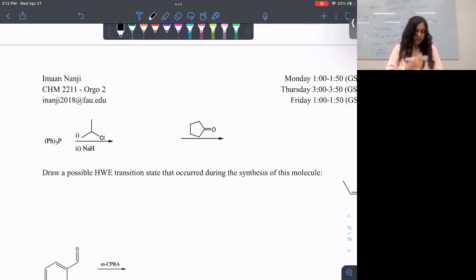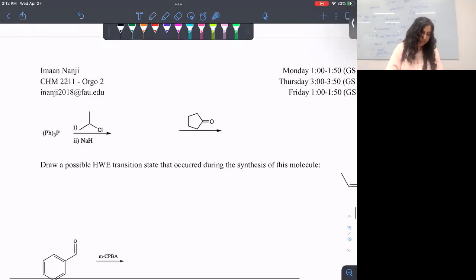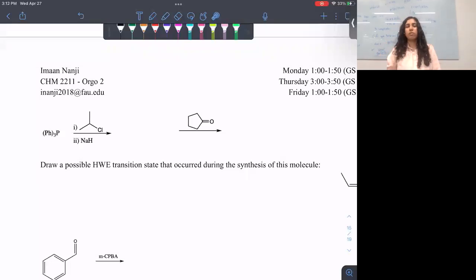So for Wittigs, this first step where I'm giving you PPh3 and an alkyl halide plus a base, that is going to be the ylide formation step. So to get a complete Wittig or Horner-Wadsworth-Emmons reaction, you need an ylide or a phosphonate ester, and then you also need an aldehyde or ketone. So we already have our ketone here, but we don't have an active ylide yet. So we need to make that.